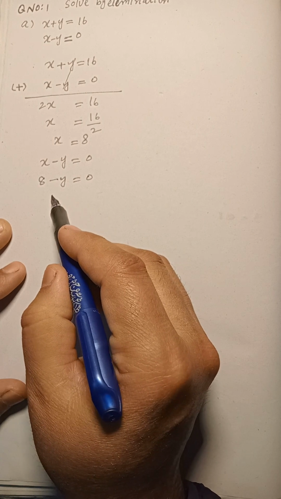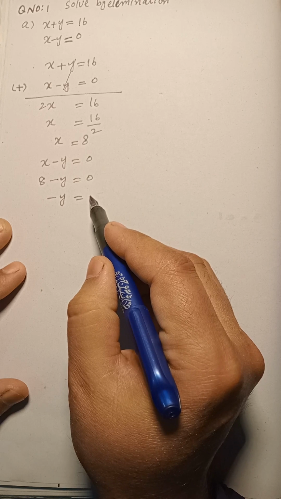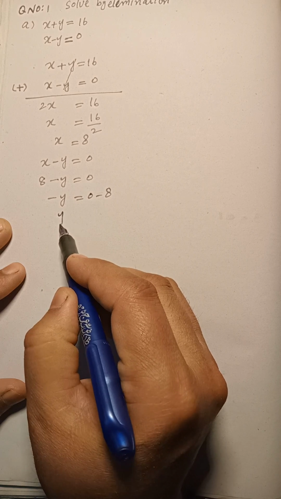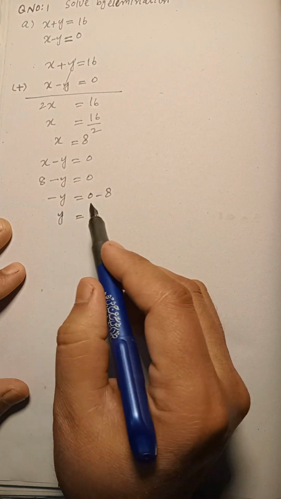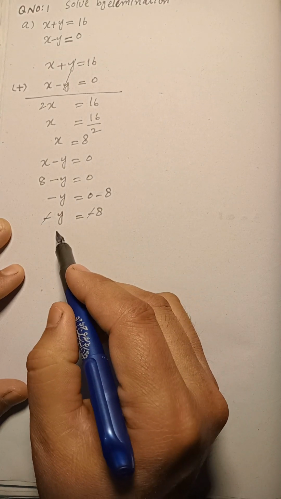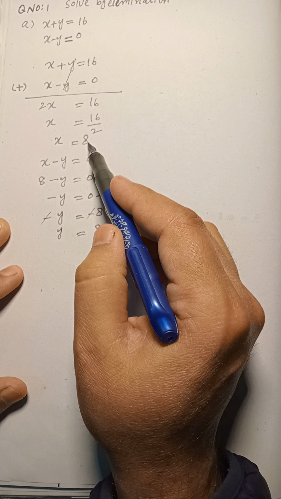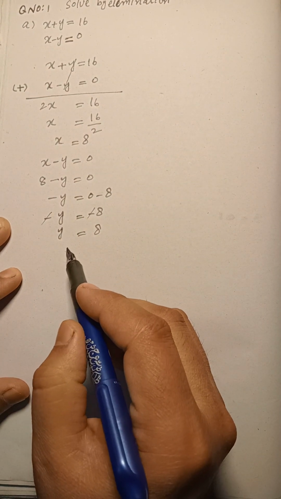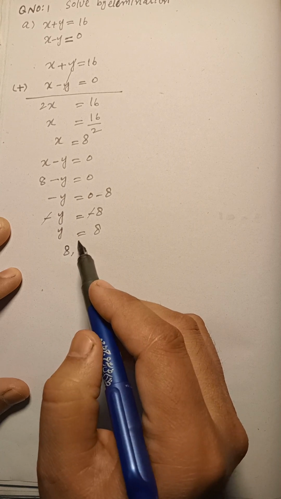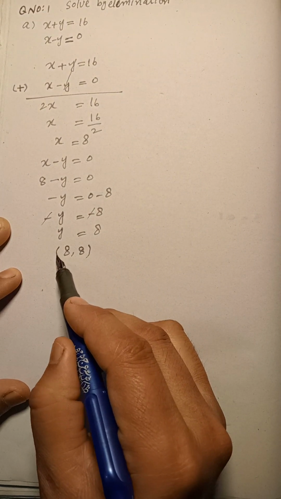Now minus y will remain on the same side, and 8 will be taken to the other side. It will become minus 8 on the other side. So y is equal to, this will become minus 8, and this minus can be removed by this minus. So y is equal to 8 here. Now you see that the value of x is 8 and the value of y is also 8. So write these together and make a set, 8 and 8. The first 8 is that of x and the second 8 is that of y. So in this way you can write the answer.